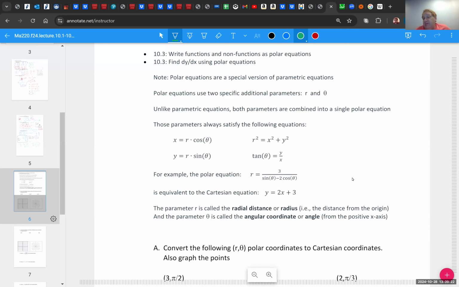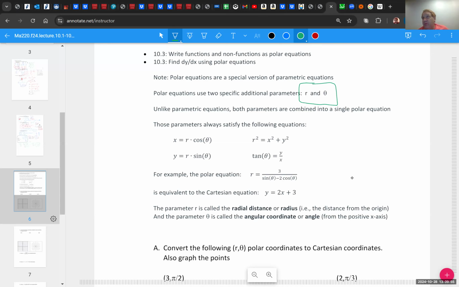So polar equations are basically a special version of parametric equations. When we did parametric equations in 10.1 and 10.2, we used the letter t as the parameter, and we wrote x in terms of t, and we wrote y in terms of t, and t was just that time step variable. In polar equations, we have two parameters. So we're not going to be using t anymore. We're going to be using two very specific and special parameters, r and theta.